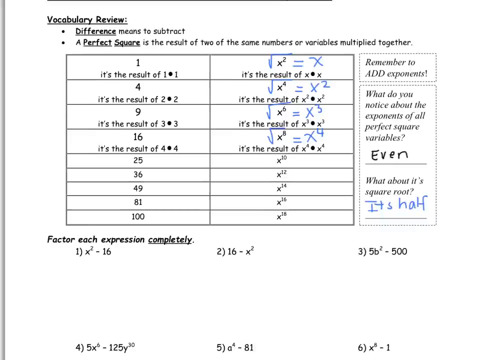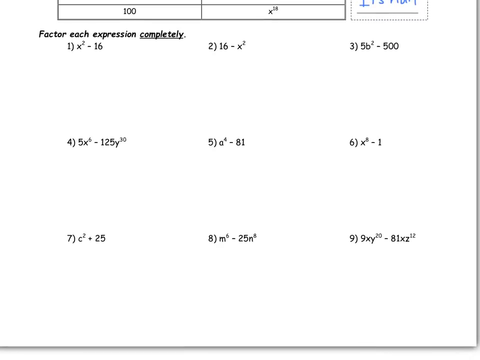Okay, so let's try a few examples. They say, factor each expression completely. So you always want to check for GCF first. So is there a number or a letter that I could divide each of these by? And the answer is no, there isn't. So we're going to have to factor by a different method. And this method is called difference of two perfect squares. Difference means to subtract. So do I have a subtraction problem? Yes. And is it a difference of two perfect squares? Is x squared a perfect square? You should be saying yes because it's the result of x times x. Is 16 a perfect square? You should be saying yes because it's the result of 4 times 4.